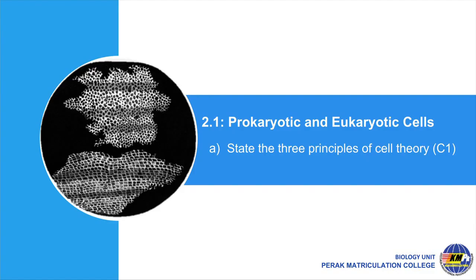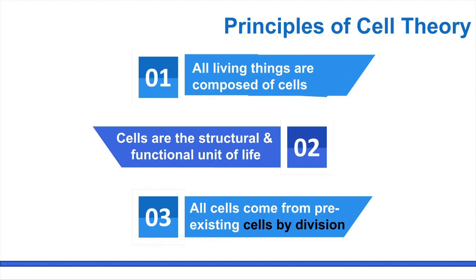Okay, first we will learn, what are the 3 principles of cell theory? First, all living things are composed of cells. It means all living organisms are composed of 1 or more cells. Second, cells are the structural and functional unit of life. The cell is the fundamental unit of structure and function in living things. Third, all cells come from pre-existing cells by division. It means cells arise from other cells through cellular division.